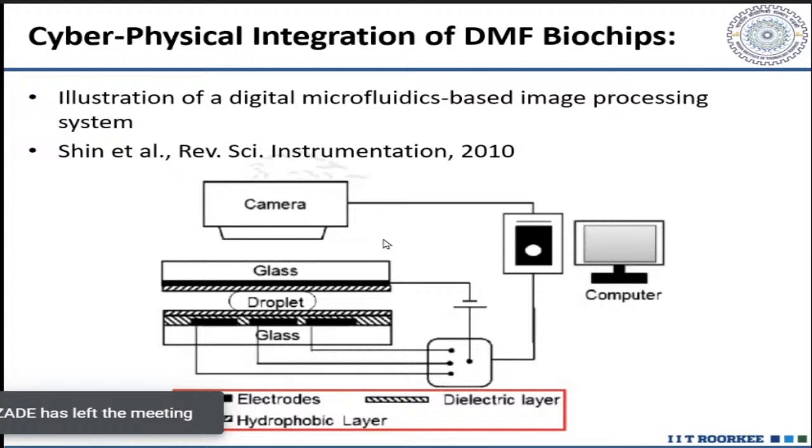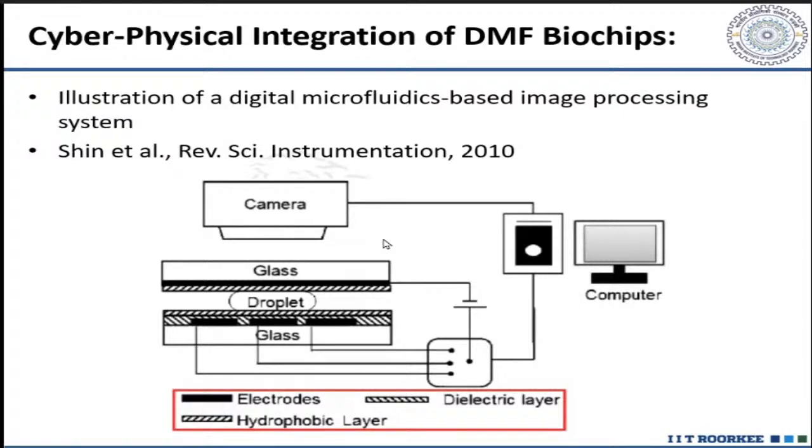So now, cyber physical integration of digital microfluidic biochip. As we came to know already, there is a computer or maybe a microcontroller which is controlling these electrodes and also sensing the data by camera, or you can say a photodiode and LED bits arrangement. So it is basically a cyber physical integration which is involved here with this chip.